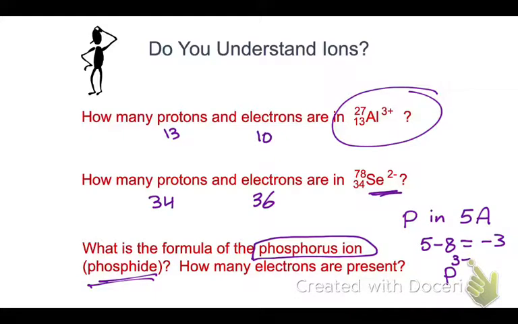Now, in order to know how many electrons it has, I do need to know the atomic number of phosphorus. The atomic number of phosphorus in the periodic table is 15, but with a -3 charge, it means it did gain 3 electrons, so it will become 18.